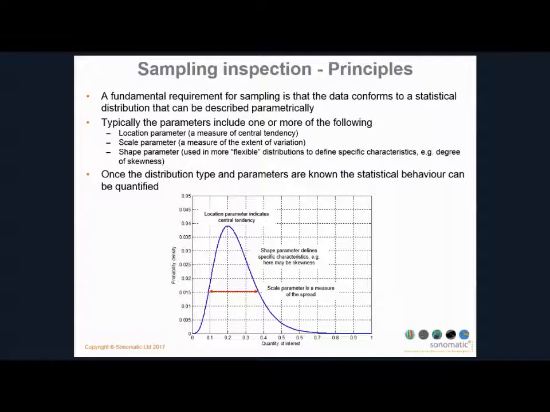So one of the fundamental requirements for a sampling inspection is that the data conforms to a statistical distribution that can be described parametrically. And what we mean by described parametrically is that the distribution can be fully defined just by a small number of parameters.